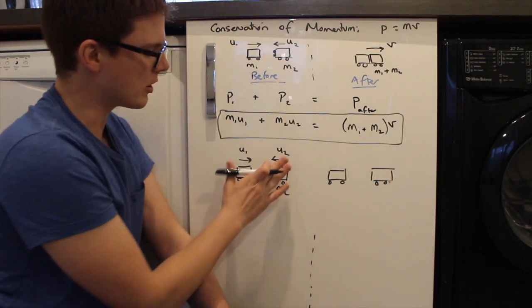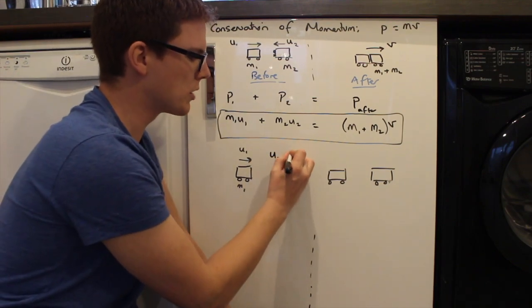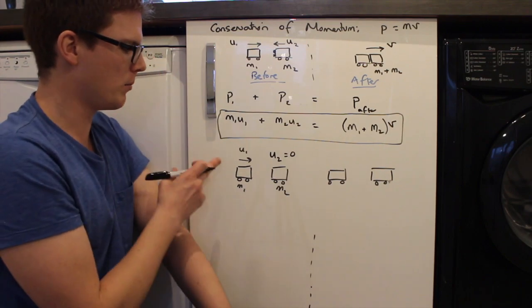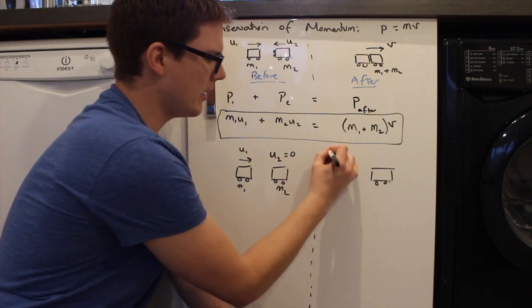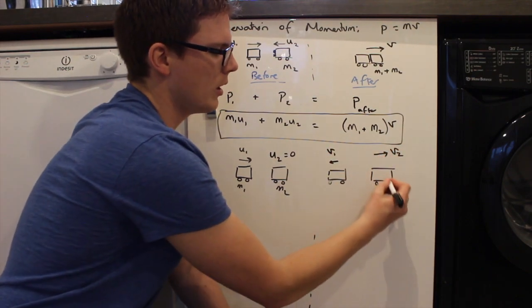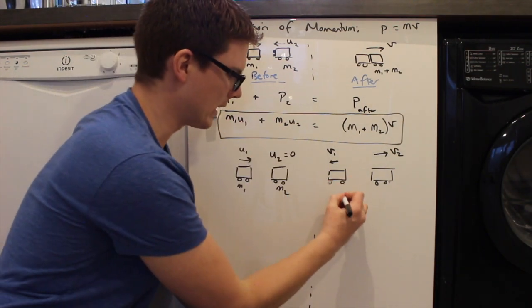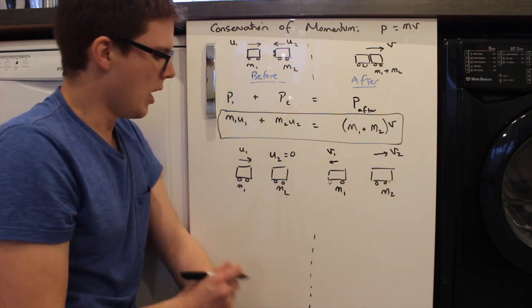In fact, I'll tell you what, let's change it. Let's say that the second object was stationary. So u2 equals 0. It's a stationary object, okay? Then afterwards we'll say that this one here is reversed slightly. So that's going to be v1, and this one's going to be going in that direction with v2. Nothing's lost, no bits of debris have come off any of the vehicles. We can ignore any of that. That would be pretty negligible usually anyway.